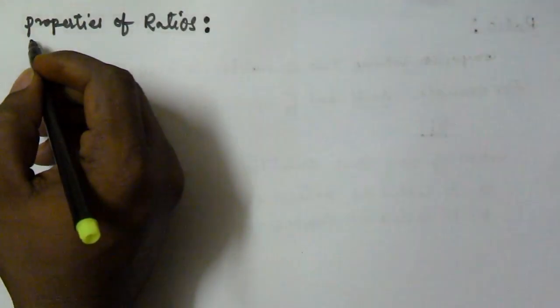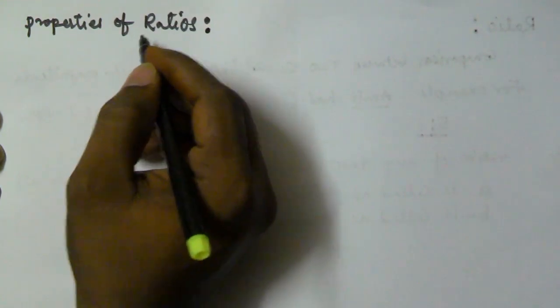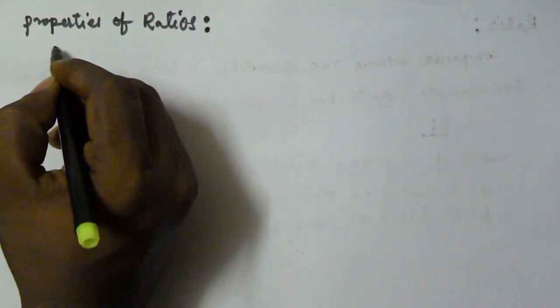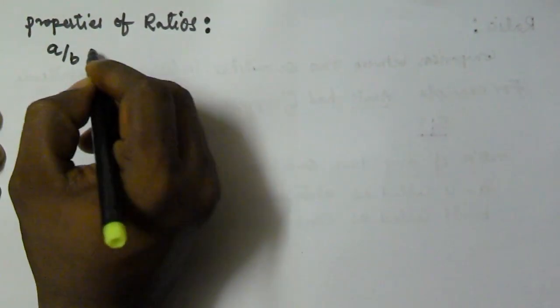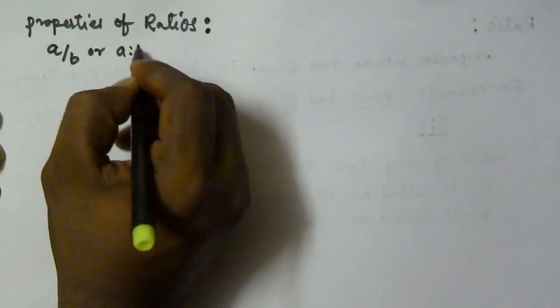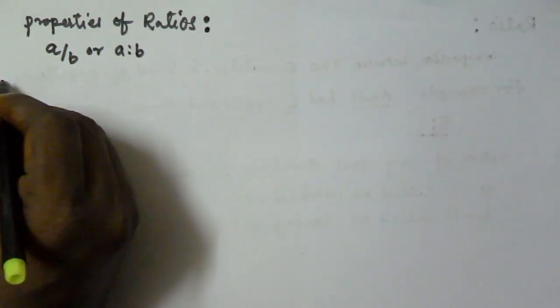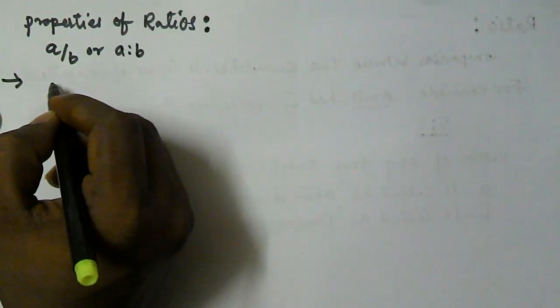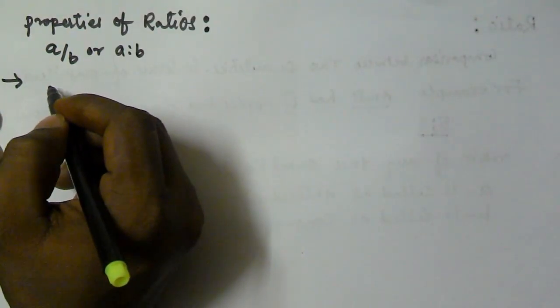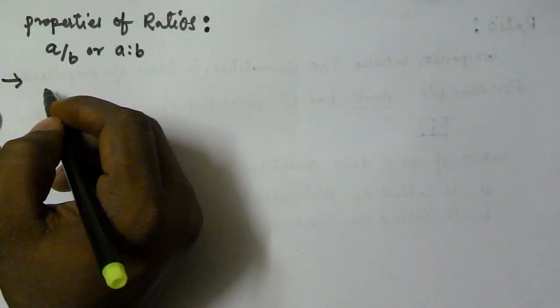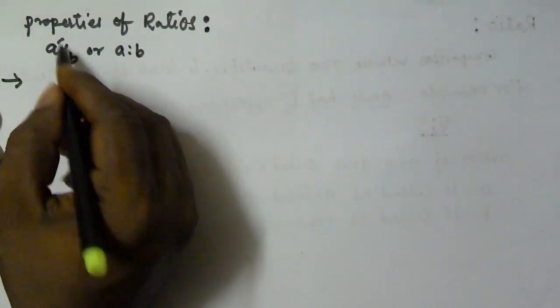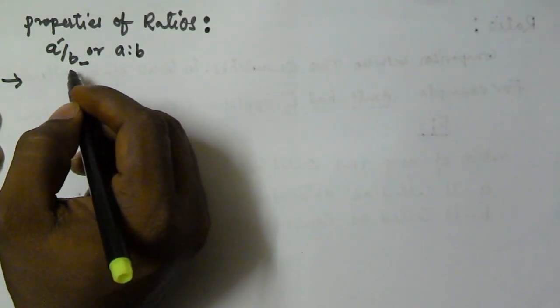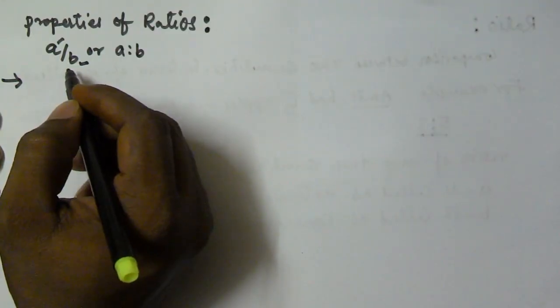Hello friends, in this video I will explain the properties of ratios. Let us assume we have a ratio A by B or A colon B. So the first property is the value of the ratio does not change when the numerator and denominator both are multiplied by the same quantity.